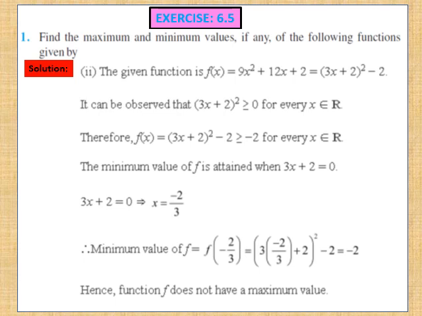So you can check that the given function doesn't have any maximum value. Only a minimum value is there, because it is greater than or equal to −2, some negative number. Clear? So we are getting only a minimum value. There is no maximum value. The minimum value is what? Putting 3x + 2 = 0, we get x equals −2/3, and finding the value of the function, we get the value as −2. Pause and note down the solution.